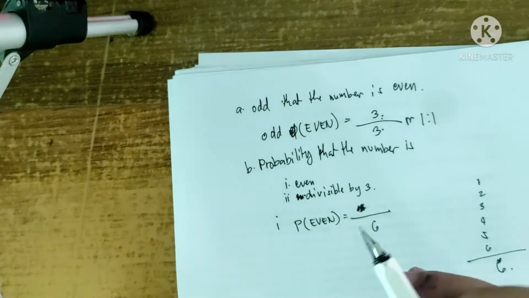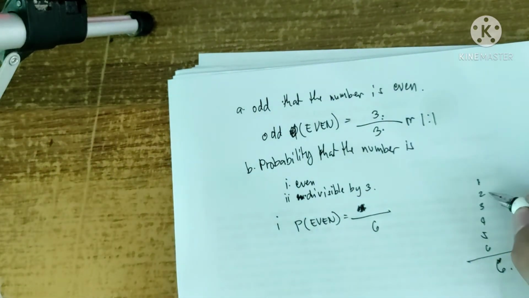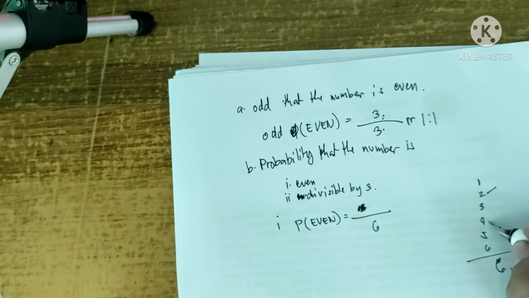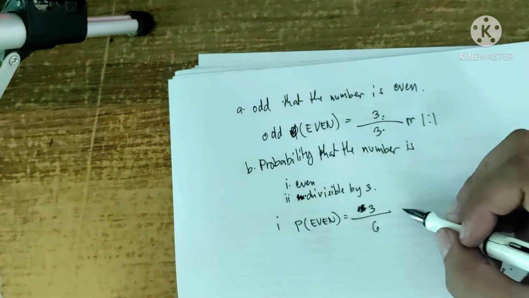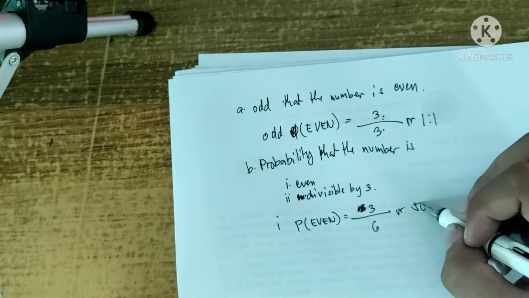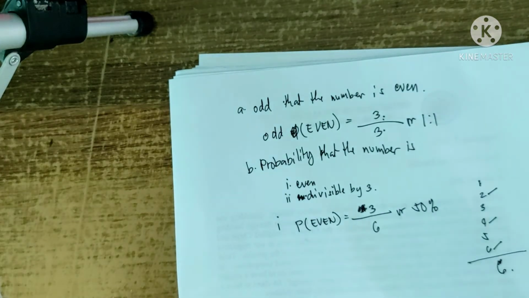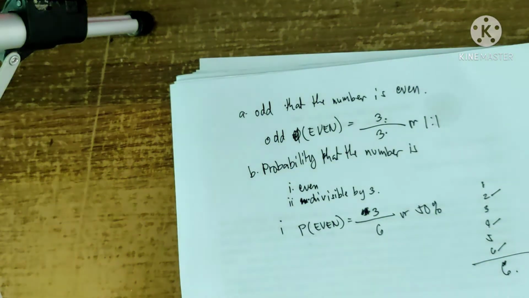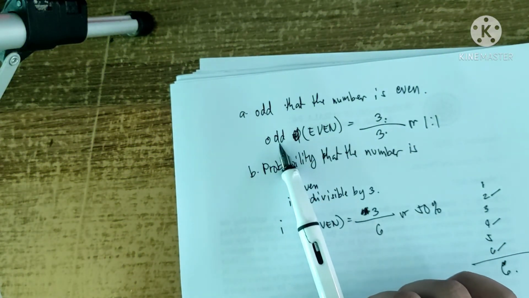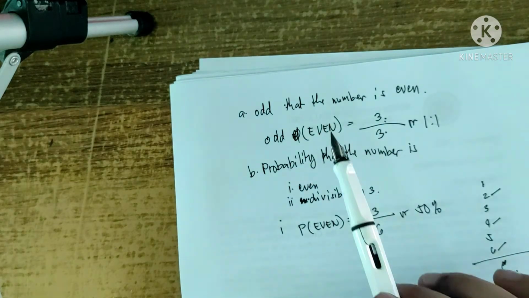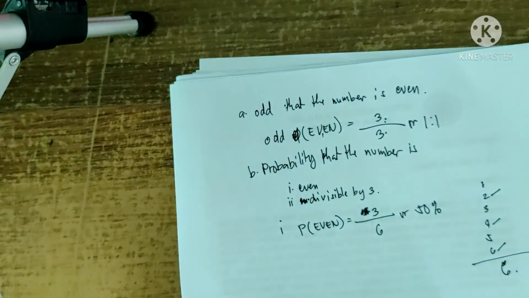The question here is, ilan yung even numbers? So, yung even number dito is 2, 4, and 6. So, we have 3 over 6 or 50% or 0.5 in decimal numbers. So, kagaya nito, no? Same question, odds na lang, even numbers pala. How many odds are there na makukuha mo is even number?